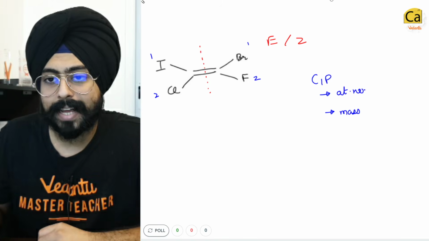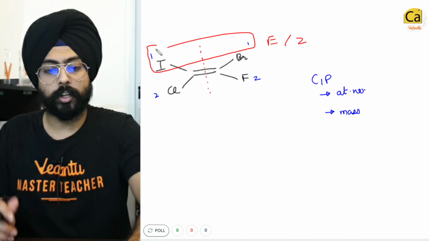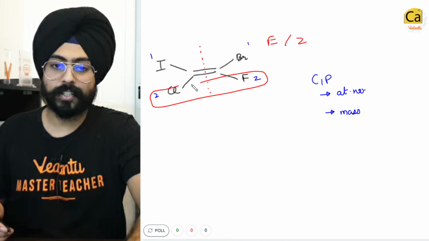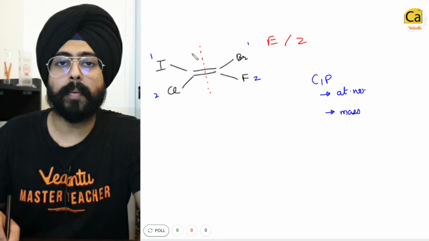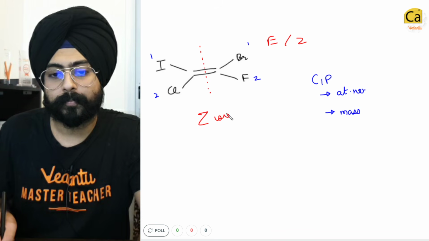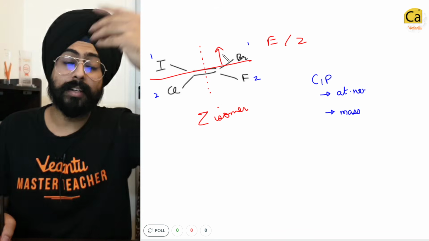Do you realize that now the first priority groups, the highest priority groups are on the same side, the low priority groups are on the same side? Yes, my dear friends, this implies that this is the Z isomer. Okay? Same priority towards the same side, Z isomer.